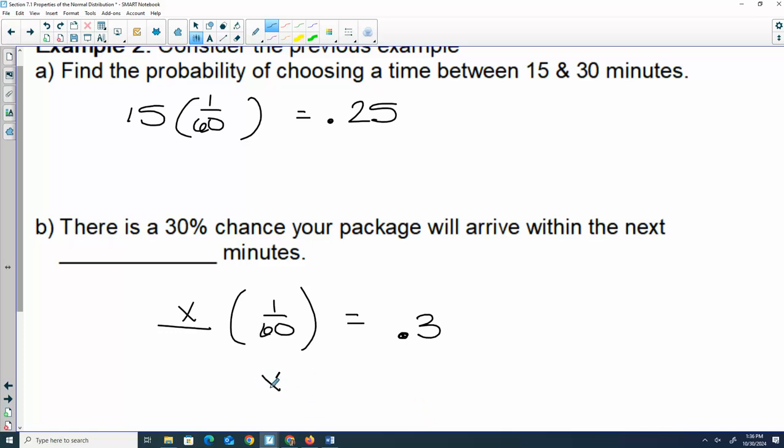Multiply over your 60. So we would have a 30% chance that it happens in the next 18 minutes.